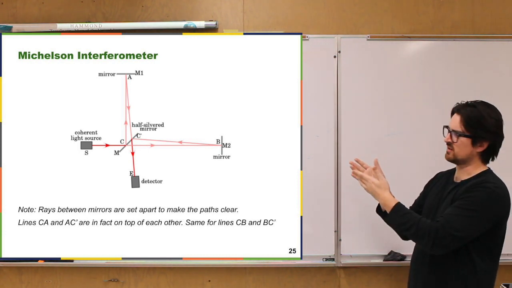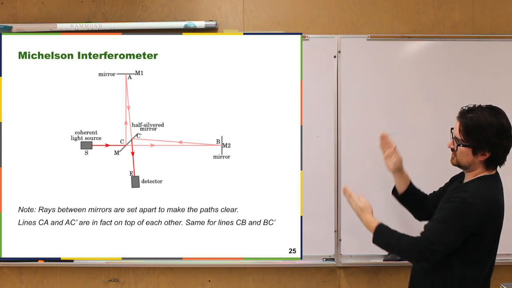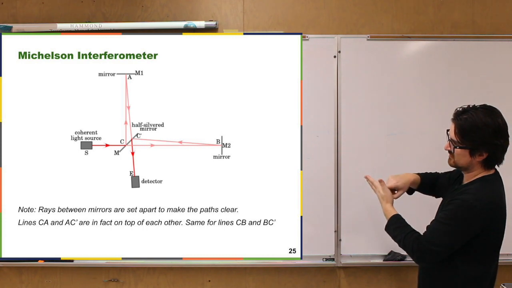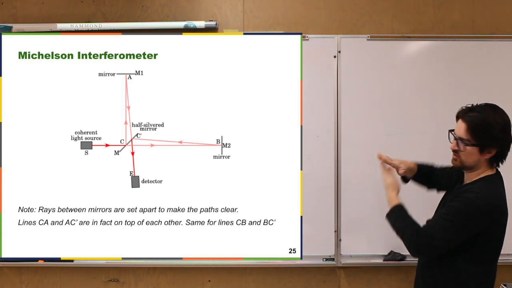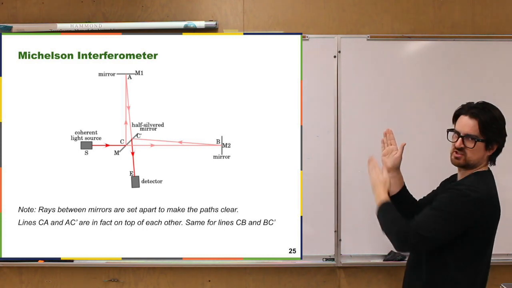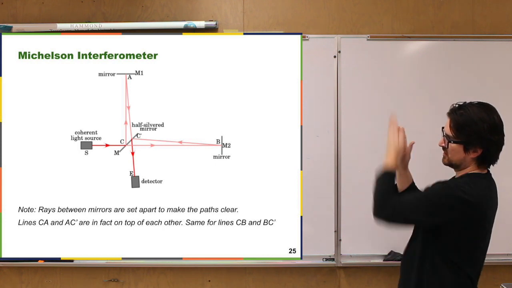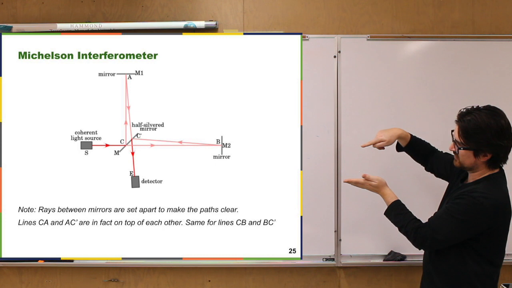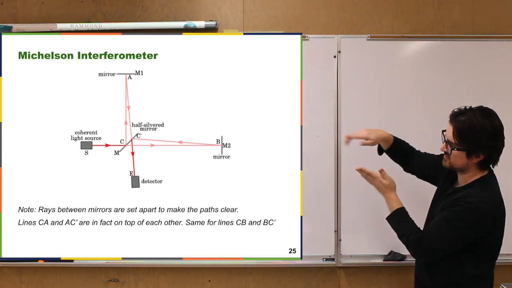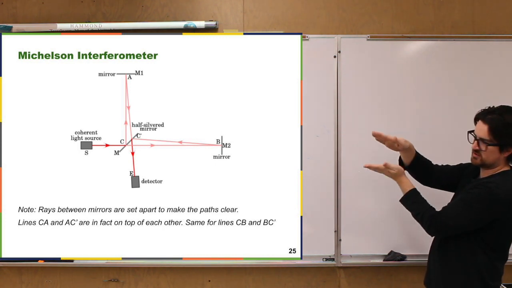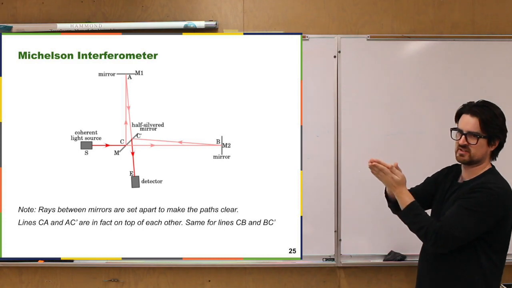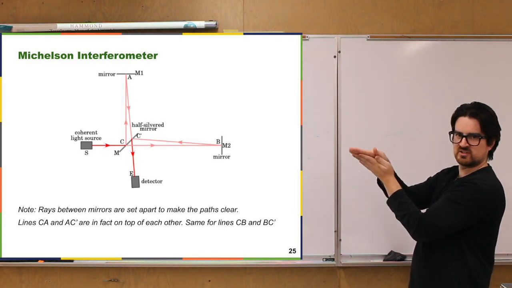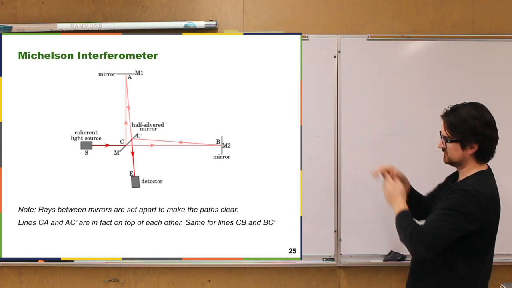Something to point out about this diagram, the angles from C to A to C prime: that angle is there to show that there are actually two light rays, one going up and one coming back, but those light rays are on top of each other. Same thing with C to B and then B to C. They're just trying to show you that these are two light rays. In reality, those light rays are on top of each other.